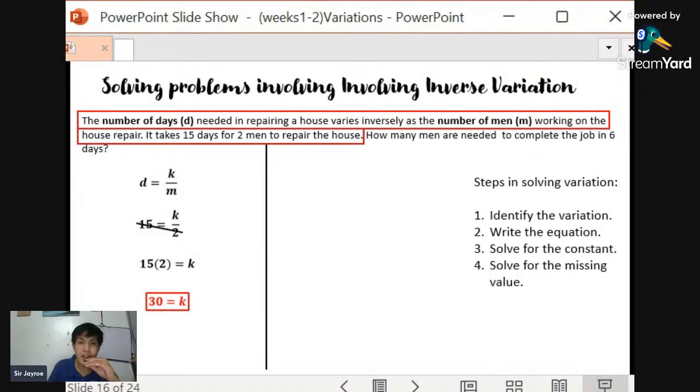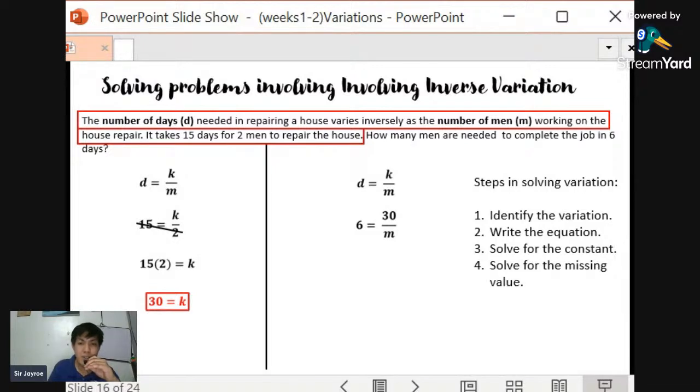Now, the question here is, how many men are needed to complete the job in 6 days? So we're going to use still the same equation. Now, we're going to replace the values. Ang hinahanap dito is number of men. So yung M sa ilalim, it will stay as the variable, no? It will stay as M. So ang papalitan natin dito is the value of D and then the value of K. So the value of D here is 6 and then the value of K is 30. Now, so paano po ito isa-solve?